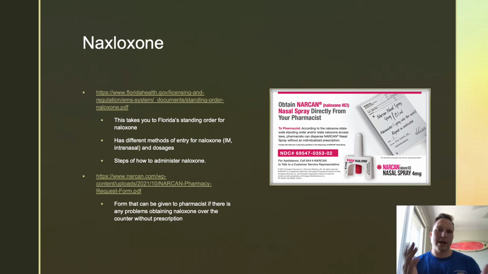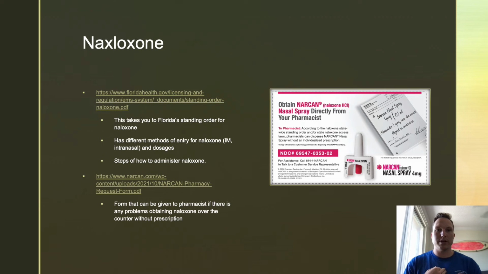All right, so how to get it. If you go onto Narcan's website, they actually provide you standing orders for all 50 states, because it used to be you had to have a prescription to obtain Narcan, but now, because of all the studies coming out showing it being life-saving and people having it in the house, especially if you're using opioids, there are states now where you don't even need a prescription.